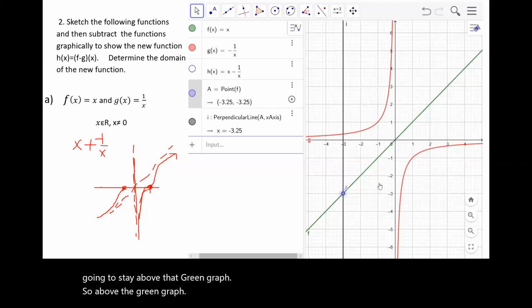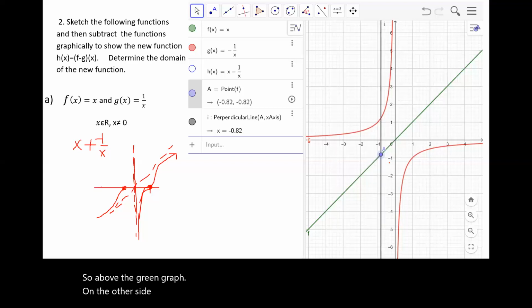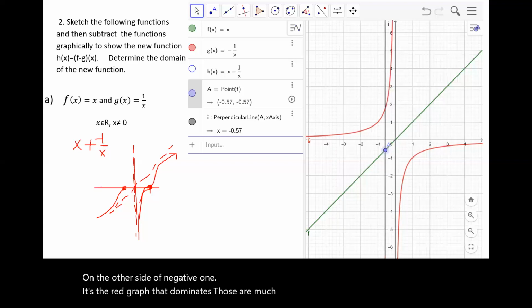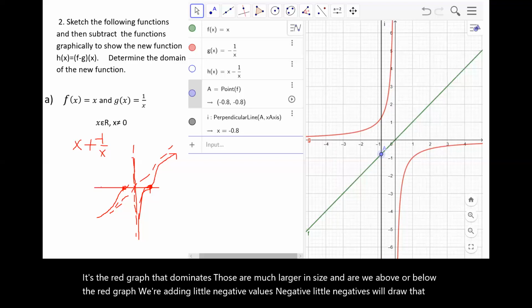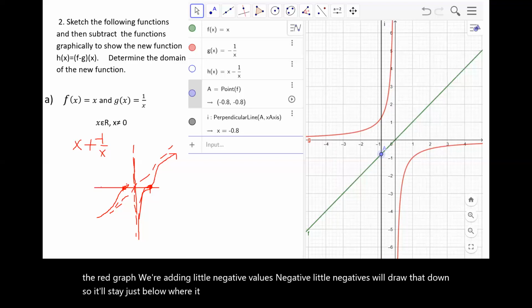On the other side of -1, it's the red graph that dominates. Those are much larger in size. And are we above or below the red graph? We're adding little negative values. Little negatives will draw that down. So it'll stay just below where it was before.